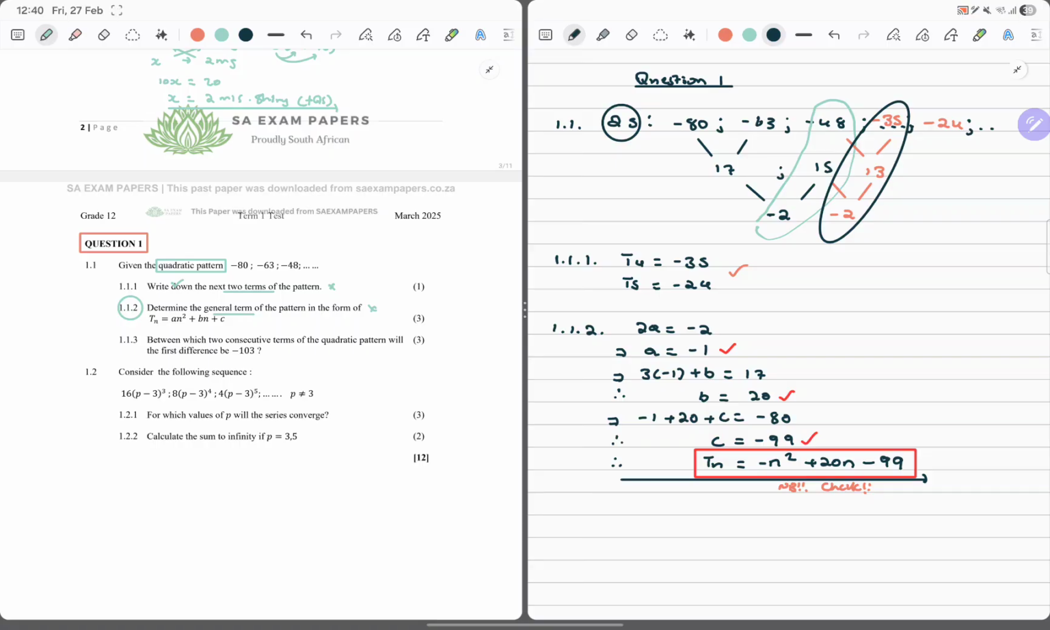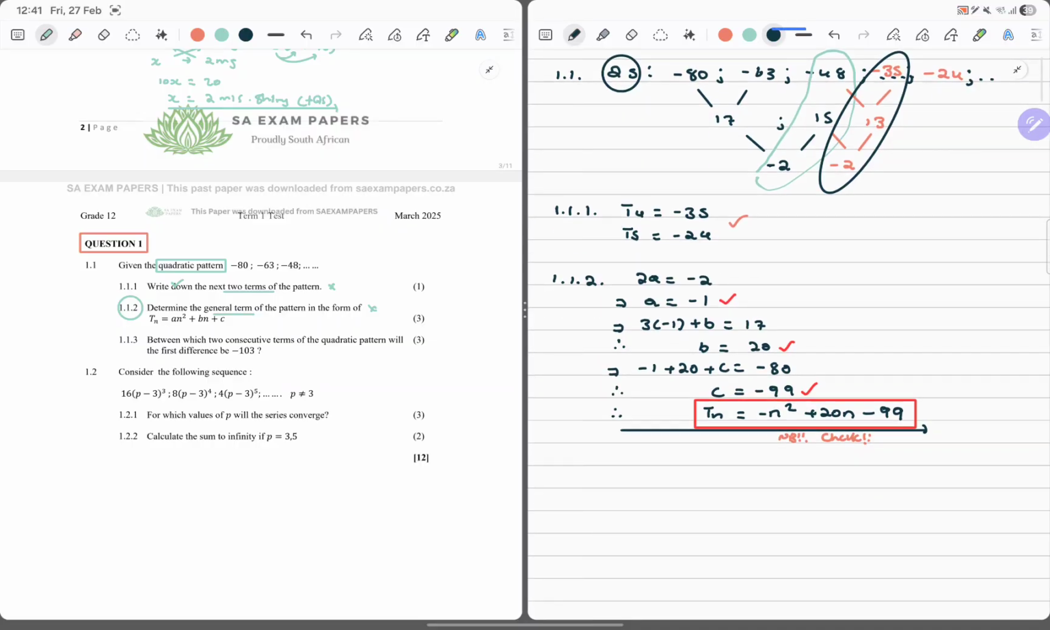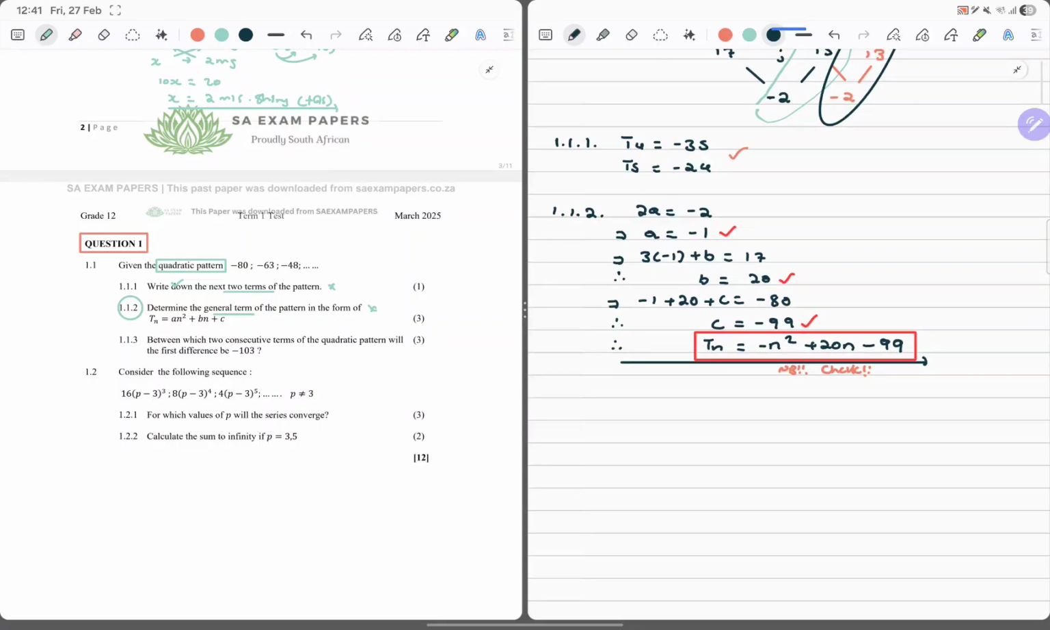that may actually give you the indication that this is correct. Can you see we get minus 24? So there's no way that this is incorrect. Okay, so we are now happy. We move on.